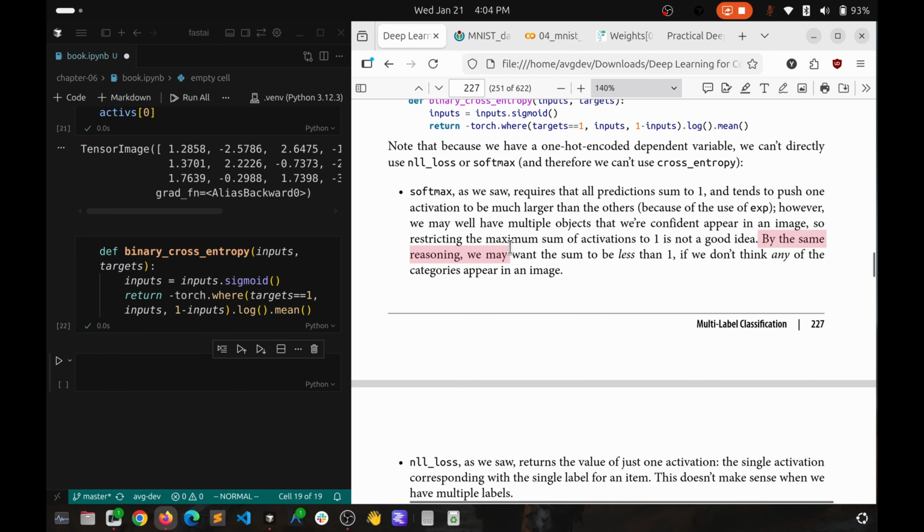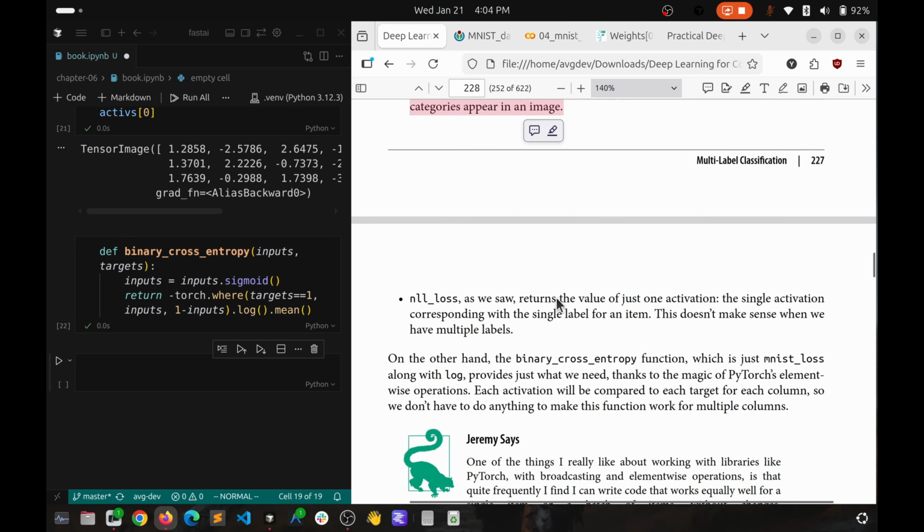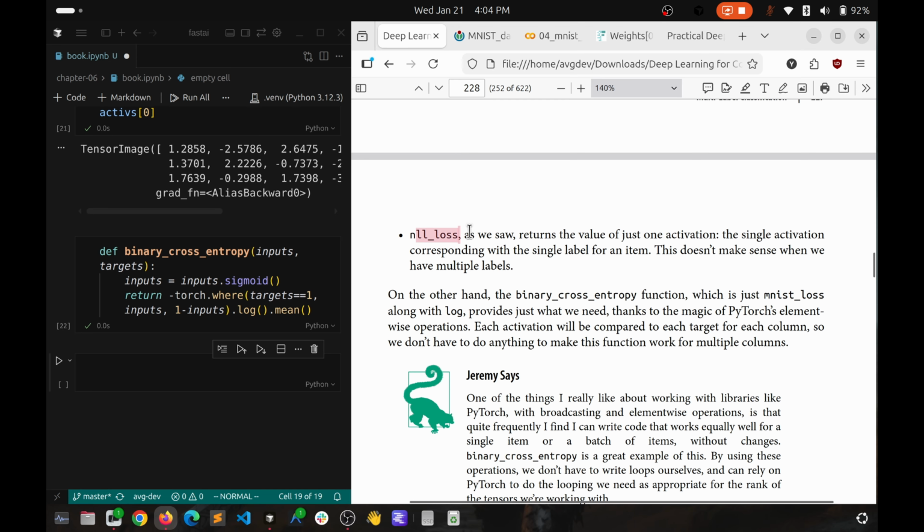By the same reasoning, we may want the sum to be less than 1 if we don't think any of the categories appear in an image. NLL loss, as we saw, returns the value of just one activation, the single activation corresponding with the single label for an item. This doesn't make sense when we have multiple labels. So NLL loss is just for the regular one category per input.